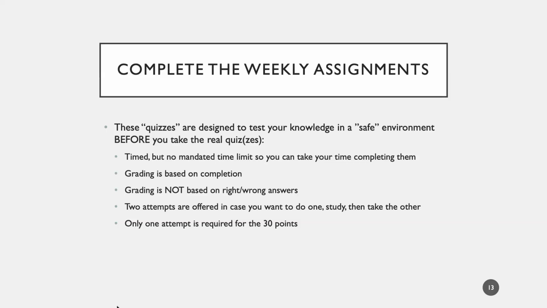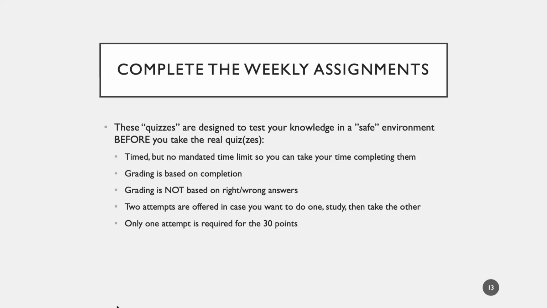They are timed, but there is no mandated time limit, so you can take your time completing them. Grading is based on completion only. It's worth 30 points. So you may only earn 7 or 8 or 12 or 15 points when you do the weekly assignment. That's the score that you get out of Brightspace. But when I go to grade it, I move it to 30 points, which is an A, because you completed it. It's a tool for you to know what you need to study before you take the real quiz, which is graded based on score.